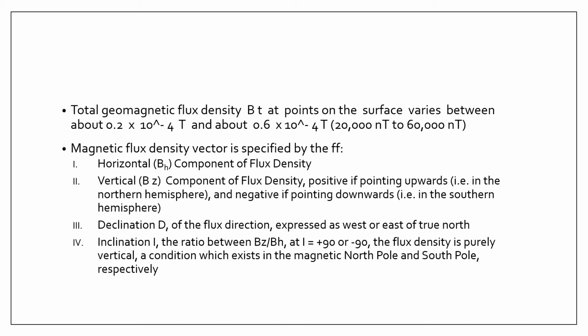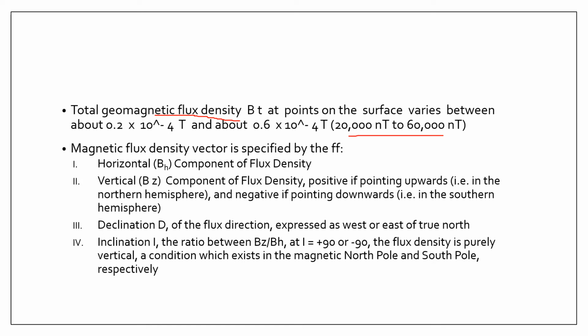All right. So in terms of the magnitude of the magnetic flux density, they typically vary from 20,000 nanoteslas to 60,000 nanoteslas. All right. And in terms of coordinates or components, the magnetic flux density vector is specified by the following parameters. You have your horizontal component of your flux density, or B sub h. You have your vertical component, which is B sub z.